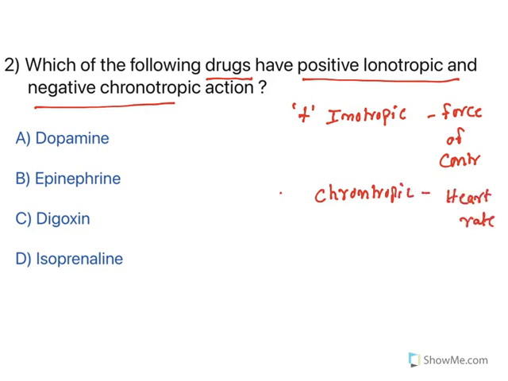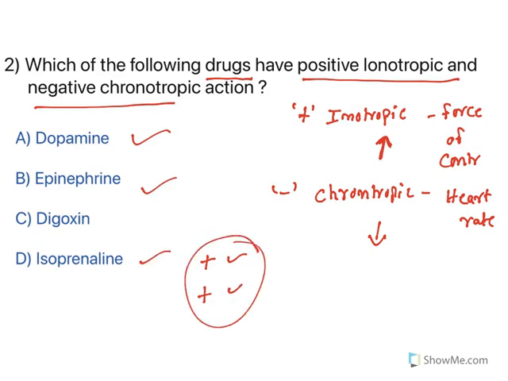Now, what is the question asking about? It is negative chronotropic. That means an agent which is increasing force of contraction but decreasing heart rate. What is that agent? All adrenergic agonists will have both positive inotropic as well as positive chronotropic action, like dopamine, epinephrine, isoprenaline, all of them have both actions. The only exception here is digoxin.